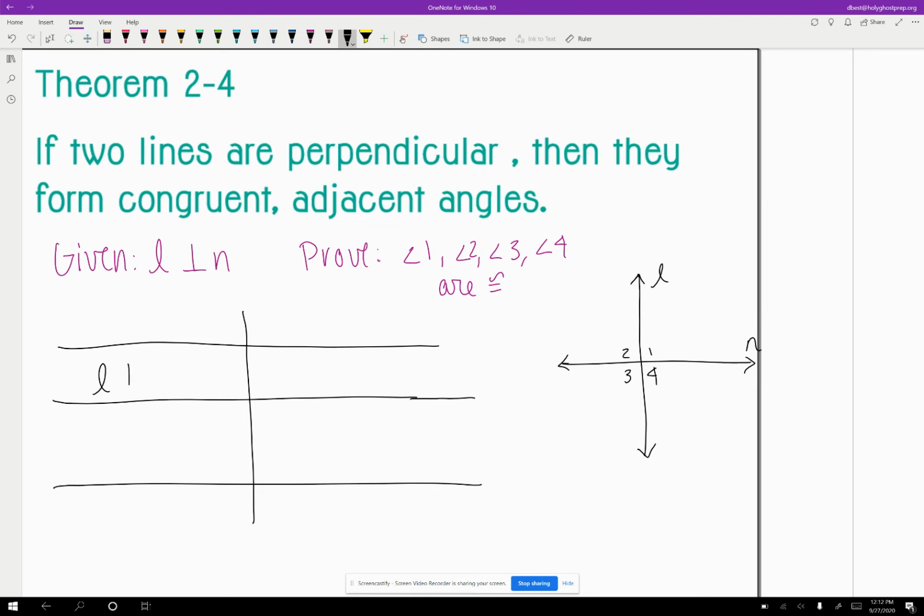where the first step is L is perpendicular to N. And my last step is what I'm trying to prove. Angle 1 is congruent to angle 2, angle 3, and angle 4. So using that information, think about our justifications and what's the middle step that's missing. How do we know that they're all congruent angles? I know my first justification is given to me. And that middle step, I have to come up with some sort of reason that would say all my angles are equal.